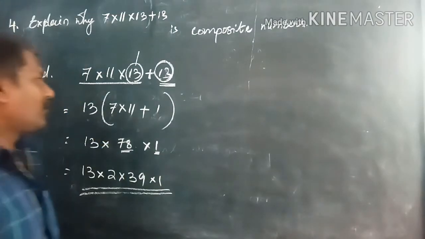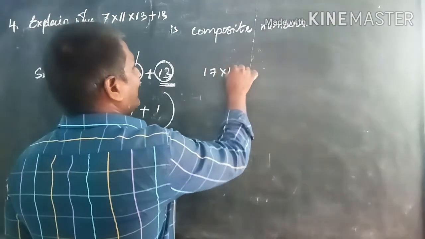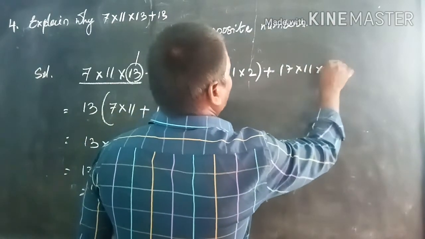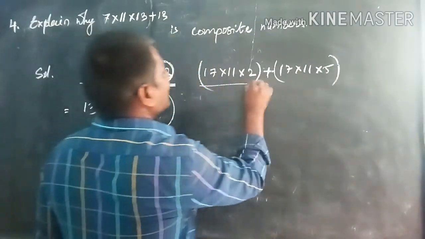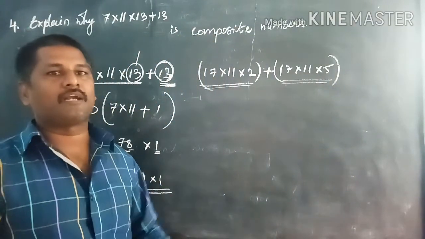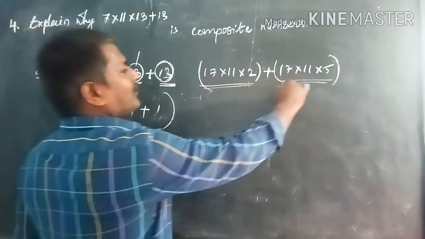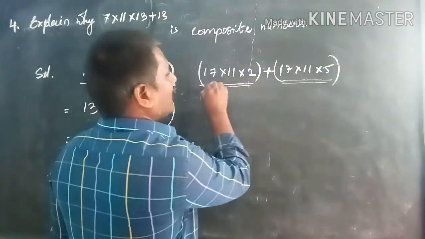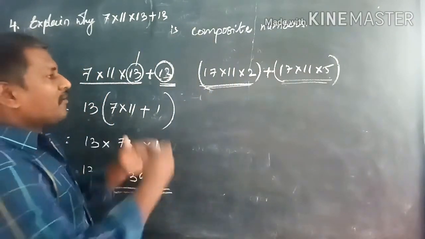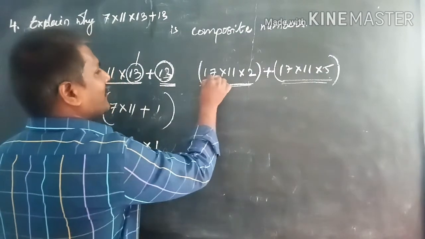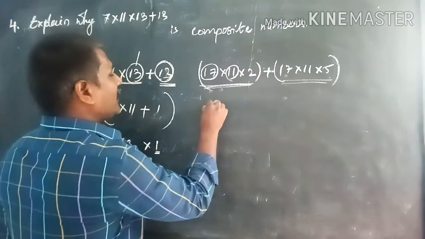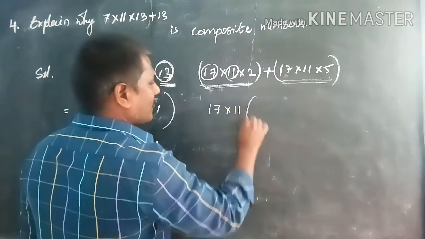Similarly, you can take one more bit, that is 17 into 11 into 2 plus 17 into 11 into 5. Whether it is a composite number or not? I told you a mathematical expression can be separated by plus or minus. Here 2 terms are given: 17 into 11 into 2 is one term and 17 into 11 into 5 is the second term. Now what are the common factors between these 2 terms? 17 is present in the first and second, and 11 is also present in both. Now you can take 17 into 11 as the common factor.